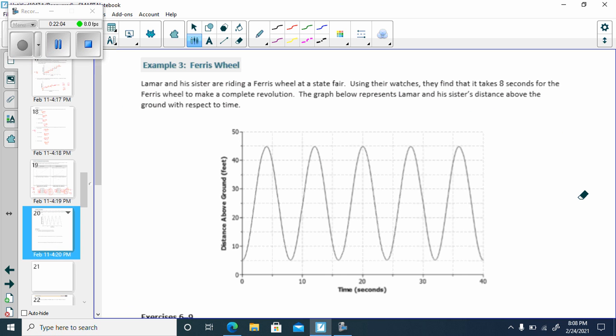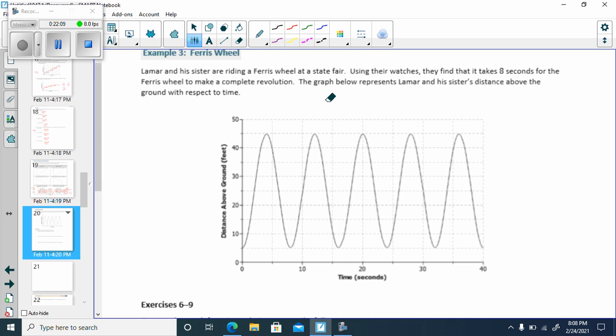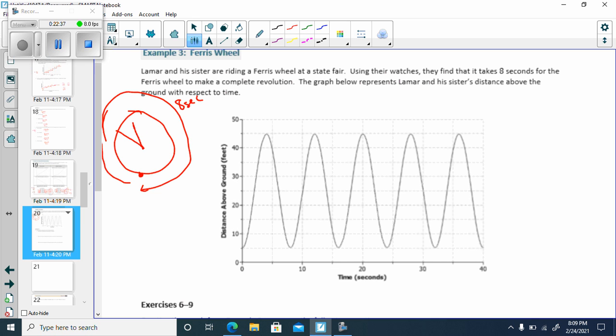Okay, now this is a few pages over. This is example 3 in the Ferris wheel. Lamar and his sister are riding a Ferris wheel at a state fair. Using their watches, they find that it takes 8 seconds for the Ferris wheel to make a complete revolution, go up and down, right? Remember, a Ferris wheel is like a circle. And so they're saying if they start here at the bottom, it takes 8 seconds to go all the way up and back down. That's 8 seconds, okay? And we'll put us some seats here so we can kind of see what we got. There's our Ferris wheel, okay?